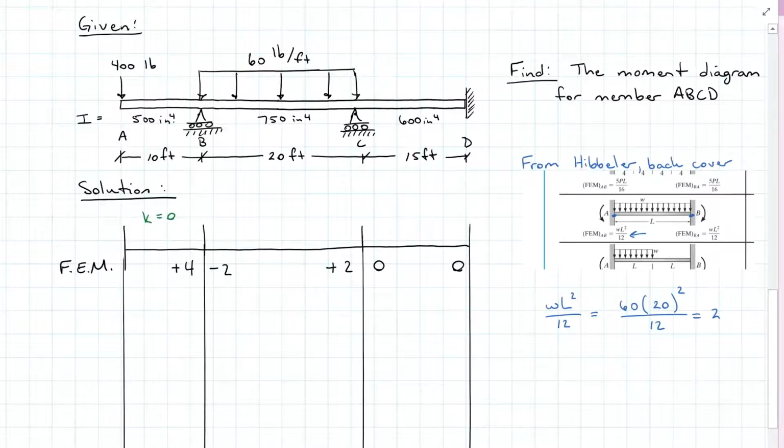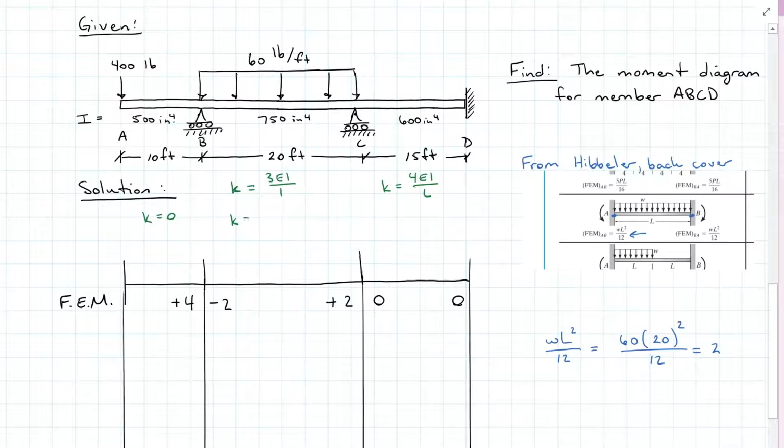Now B and C, I have 1 roller at B, and I have a roller and a fixed end on the C side. So that means its K is going to be a 3EI over L value. And then C to D has 2 rollers on the C side and a fixed end on the D side. So that means its K value is 4EI over L. So that means my K is 3E times 750 all over length of 20.